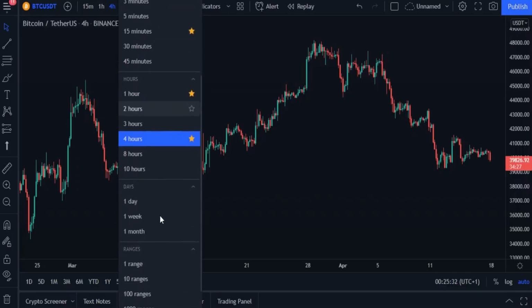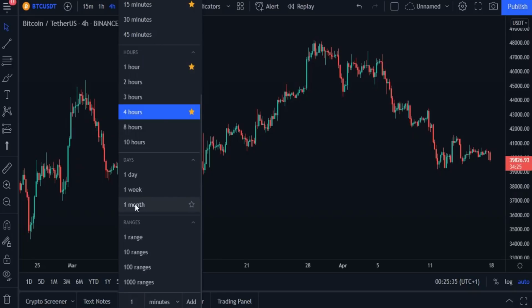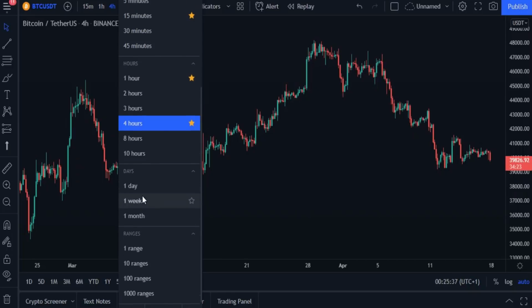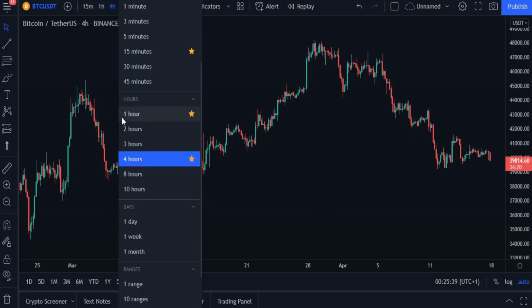This strategy works on very large frames, such as 1 week and 1 month, but in this video, we will use it on a 4-hour frame, as it can also be used on a 1 hour, but this is not recommended, especially for beginners, so we will apply it to a 4-hour.